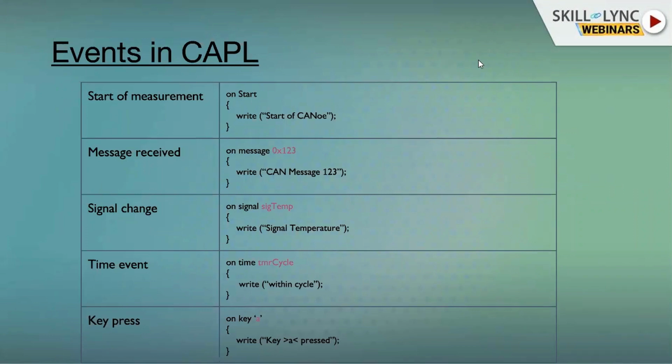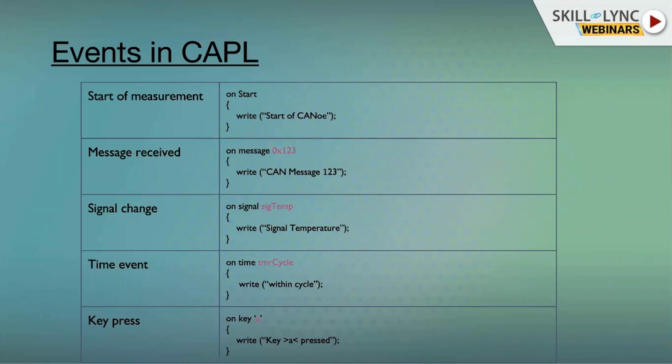Events in CAPL. This is how the syntax of the events is declared in CAPL. Start of measurement: whenever you write an on start event, write is nothing but it will print whatever we have written. It will print in the Write window. We forgot to discuss one window called the Write window, which is mainly dedicated to CAPL. Whatever you want to write in that window, you can write using this write function.